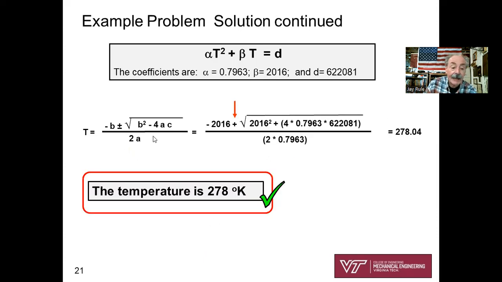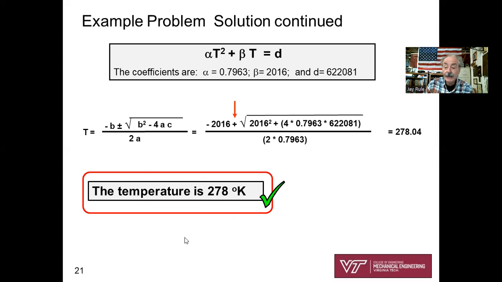So we're going to do the math. We're going to jam in our numbers, and we come up with 278.04. So in our homework problem, we will report the temperature is 278 degrees Kelvin.